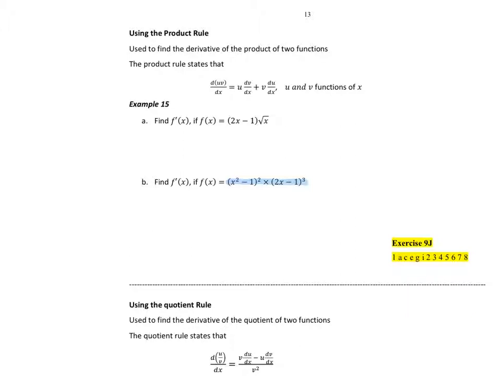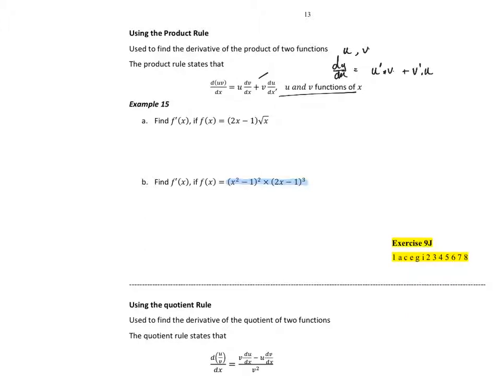And so what the rule is, it's another way of writing the rule. This is my formula sheet rule. If we have two functions u and v, my derivative is the derivative of u times the function v plus the derivative of v times the function u. So for me, it's derivative of the first times the second plus derivative of the second times the first.